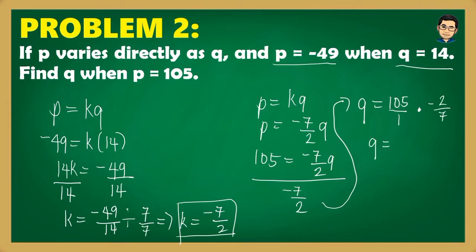Q is equal to, so, yung 105 tsaka 7, pwede natin cross-multiply kasi may GCF sila na 7. So, 105 magiging 15. Yung 7 magiging 1 na lang. And then, 1 and negative 2, yan na yon. So, mumultiply lang natin yung mga natira. 15 times negative 2, that is negative 30 over 1 times 1, that is over 1. So, simplify lang natin. So, Q is equal to negative 30.